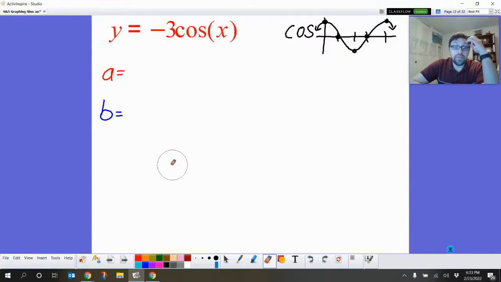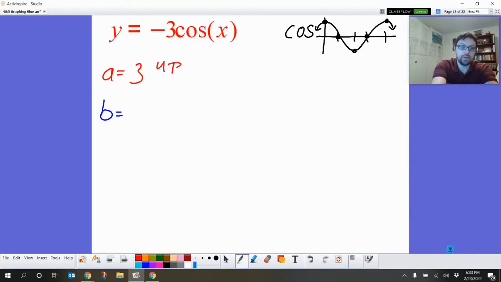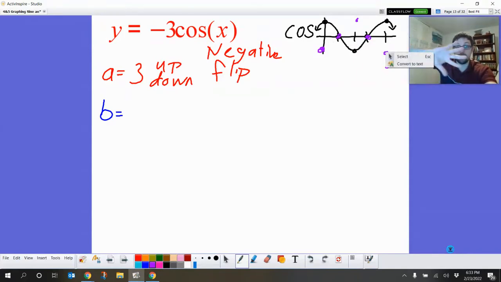In this one, we've got an amplitude that has a negative on it. So we still have 3. We're going to go up 3 and we're going to go down 3. But we need to flip what we would do normally because we have that negative. So normally cosine starts up, but instead it's going to start down, then go on, up, on, and then down. We just want all those points to be upside down from where they would be normally.